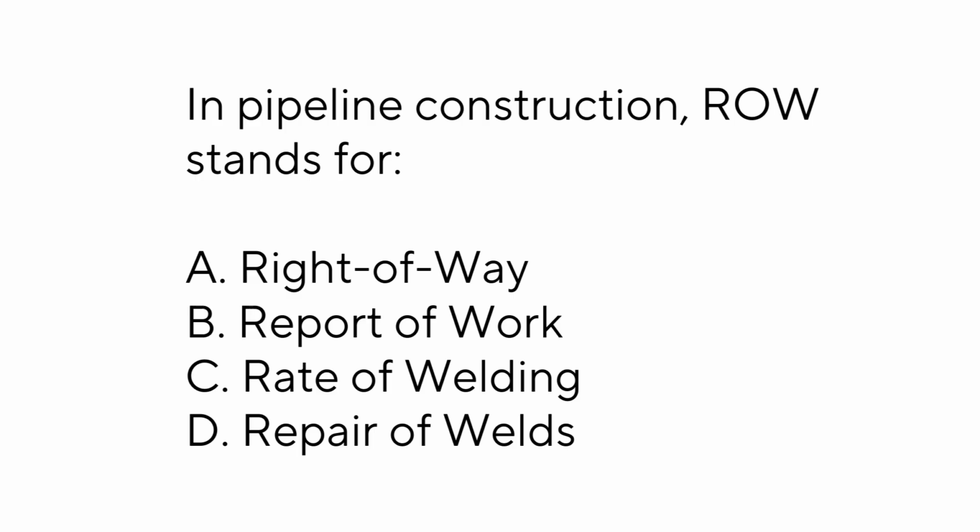In pipeline construction, ROW stands for: A. Right of way. B. Report of work. C. Rate of welding. D. Repair of welds. Answer: A. Right of way.